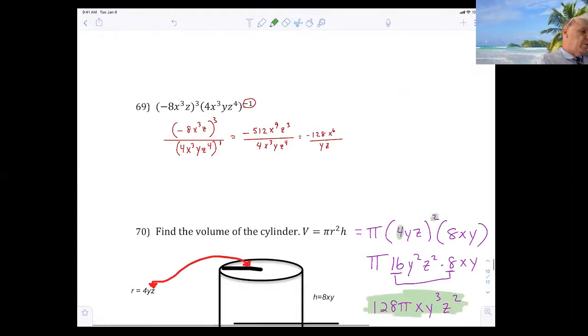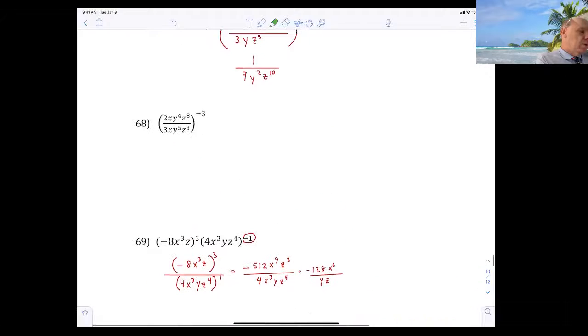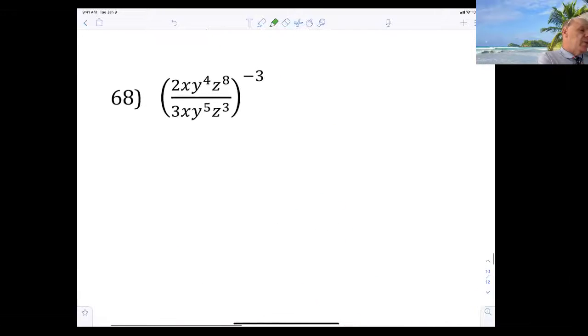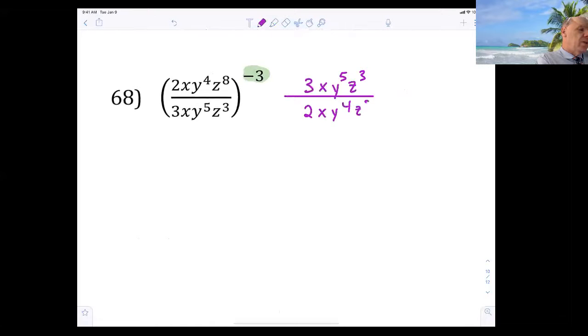All right, here we go. 68. Now, come on, this is a good review problem. Does everybody see this -3? I should just do what? Flip it. Thank you very much. So we're going to say 3xy to the 5th z cubed over 2xy to the 4th z to the 8th, put parentheses around that, cubed.